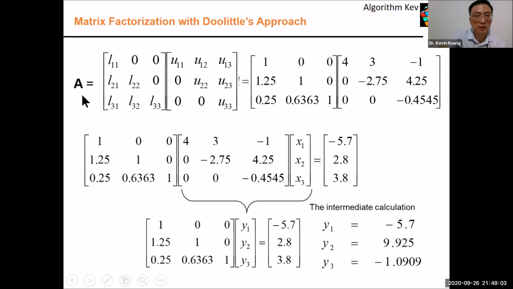So matrix A can now be factorized into the L and U, in which case, in the Doolittle's approach, the diagonal elements for the L matrix will all be 1, as you can see here. And all the other elements, we have just obtained them in our previous page. So we just simply substitute all the values that we have obtained and fully populate the L and U matrix.